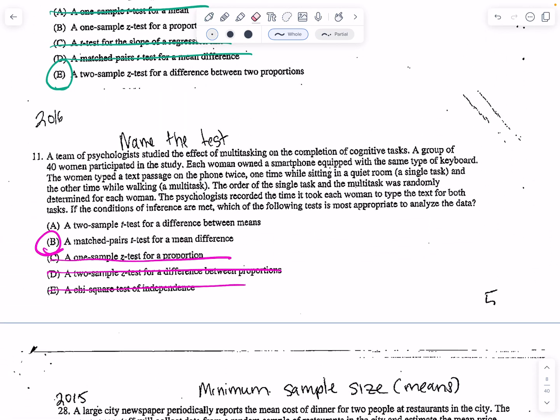Okay, so for this one here, the first thing that I did is I noticed that it was a quantitative variable. It was looking for time, so I canceled out these bottom 3 because those were all for proportion. So I know that it's either matched pairs or t-test. The reason I settled on matched pairs was because each woman got both treatments, and so she's matched with herself.